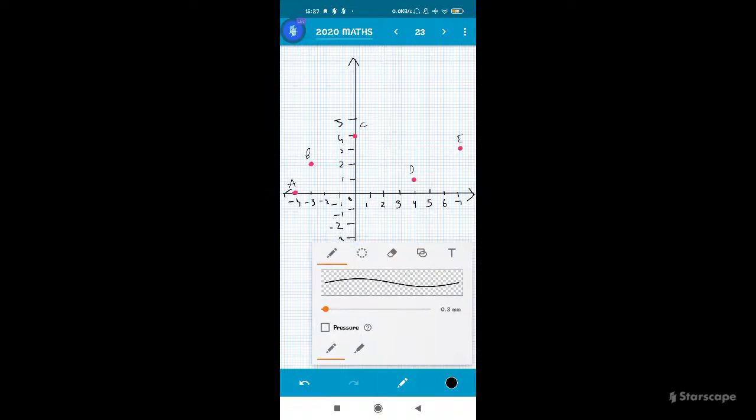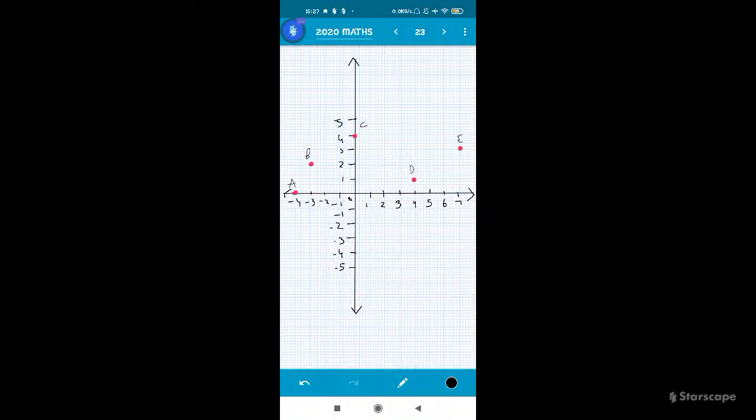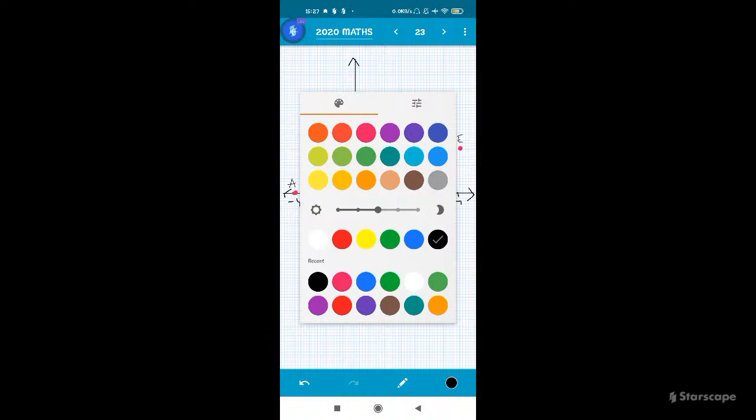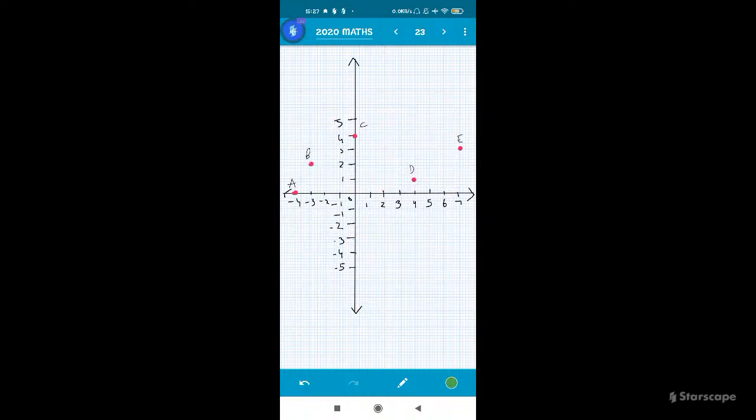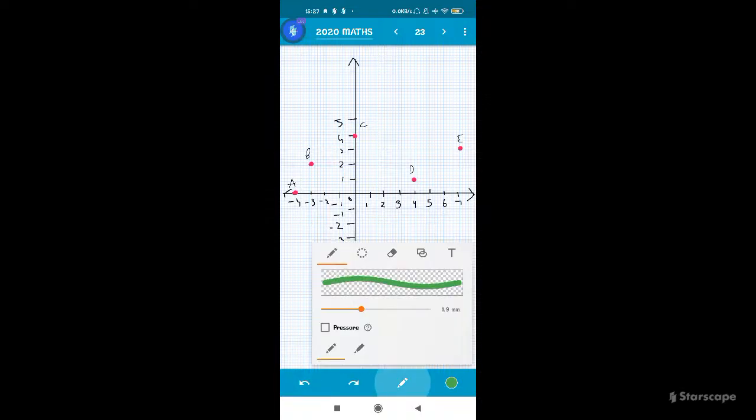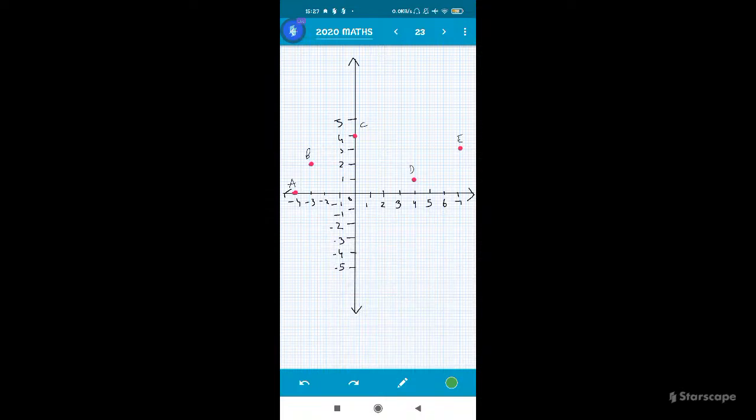Okay, now what has been said, we have to reflect the points B, C, D, E on the x-axis, and we have to name them as B dash, C dash, D dash, and E dash. Okay, so I'm using green color for this so that you can understand the reflected points. So B will become B dash, that means B dash will be out here at minus 3 comma minus 2, isn't it? Yes. Now C will be at this point 0 comma minus 4.